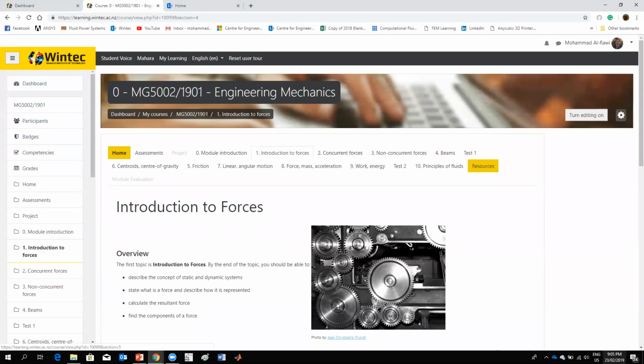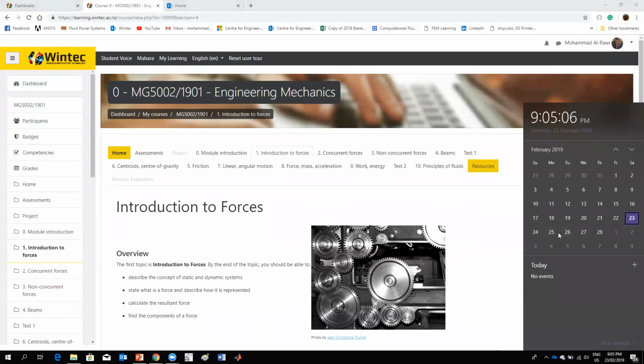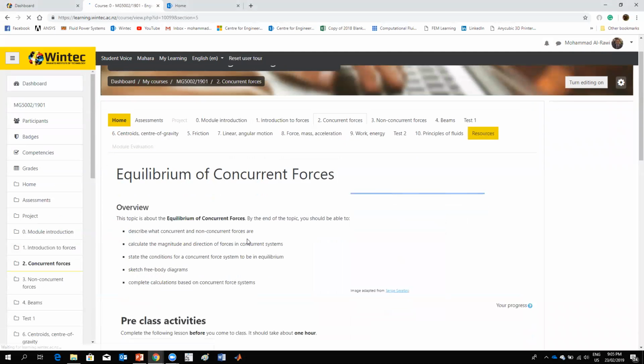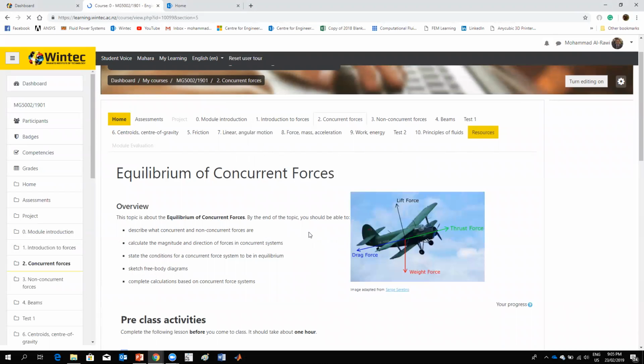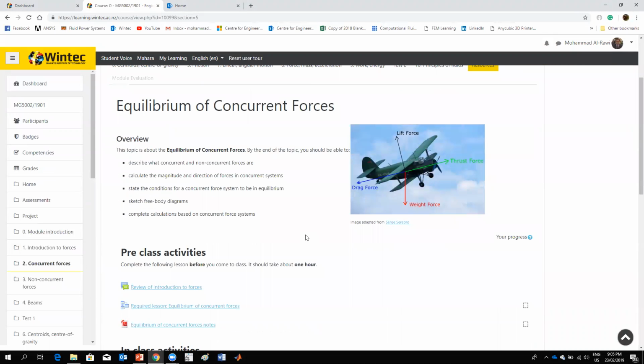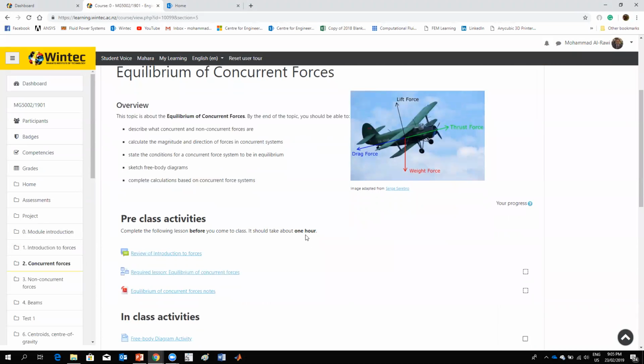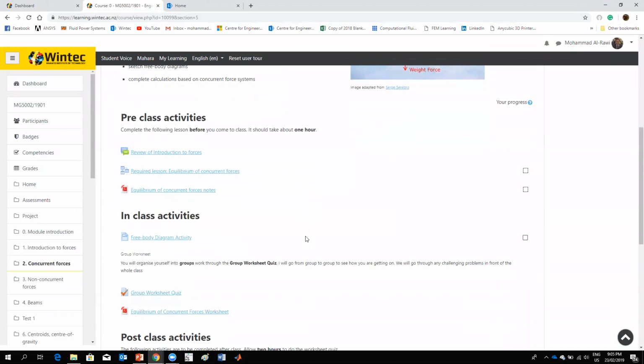On Monday, the 25th of February, we start with a new topic, concurrent forces. It's a very interesting topic. It will focus mostly on finding the components of forces, the difference between concurrent forces and non-concurrent forces, and how we can calculate the algebraic summation of forces at one point in the vertical or horizontal direction.